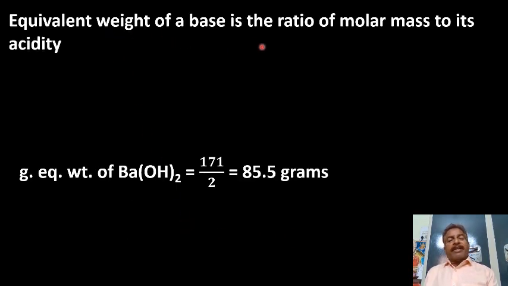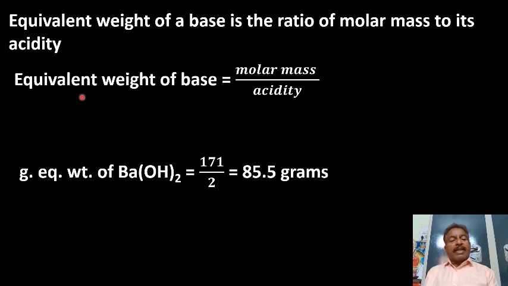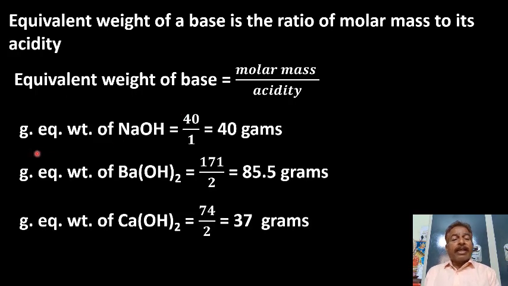The equivalent weight of a base is the ratio of molar mass to its acidity. Acidity means the number of replaceable hydroxyl ions. So the equivalent weight of a base equals molar mass by acidity. Therefore, the gram equivalent weight of sodium hydroxide is 40 by 1. It has only one hydroxide ion, so it is 40 grams. For barium hydroxide, the molar mass is 171 and its acidity is 2. Therefore, it is 85.5 grams. And the gram equivalent weight of calcium hydroxide is 37 grams.